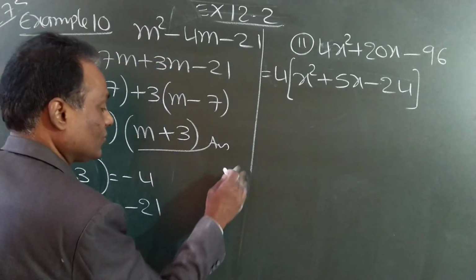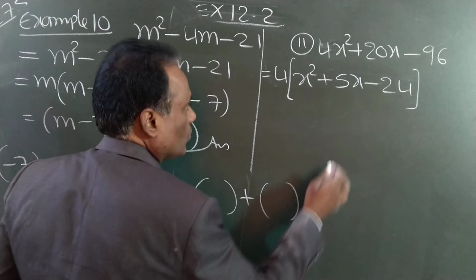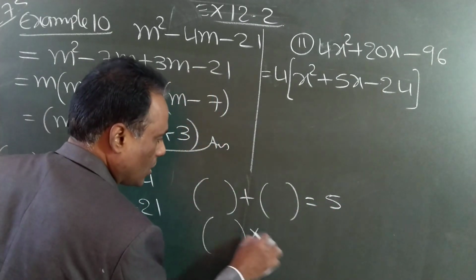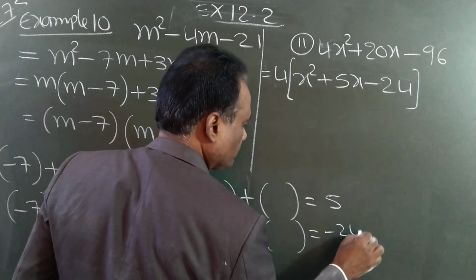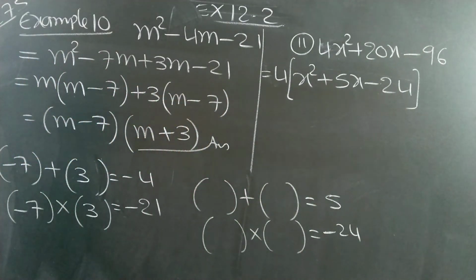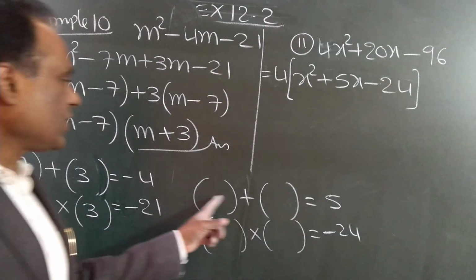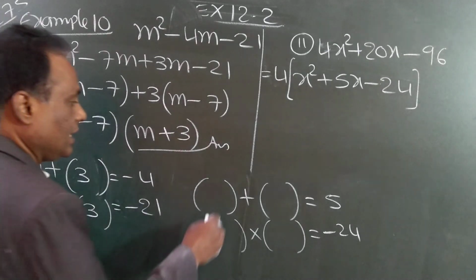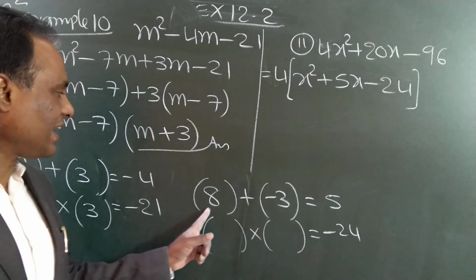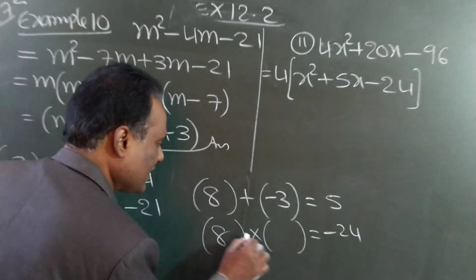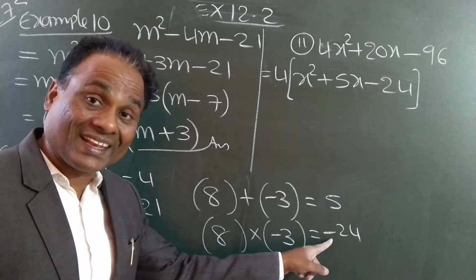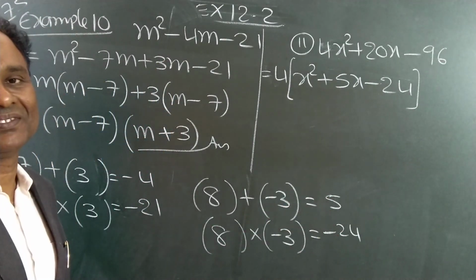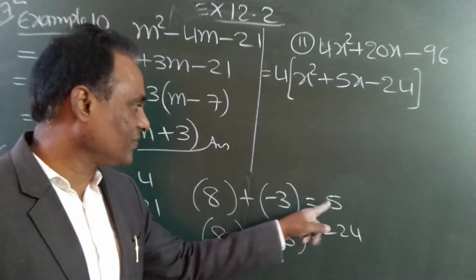Now you decide the numbers. Students, tell me 2 numbers whose sum is 5. Product is 24. Sum is 5, product is 24. 8 minus 3, how much? 8 minus 3 is 5. 8 into minus 3, plus into minus is minus, 8 into 3 is 24. 8 minus 3 is 5.